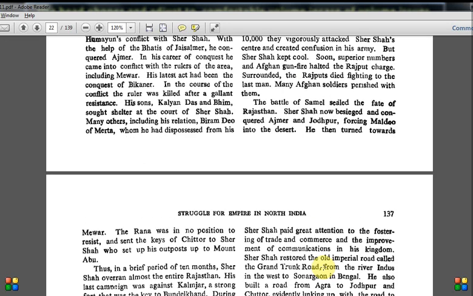The Battle of Sammel sealed the fate of Rajasthan. Sher Shah now besieged and conquered Ajmer and Jodhpur, forcing Maldio into the desert. So finally, this is the result you need to know. The Battle of Sammel happened, and finally Sher Shah emerged victorious. The remaining line by line details, like he killed him or he pushed him from the horse, are not required. Then he turned towards Mewar.